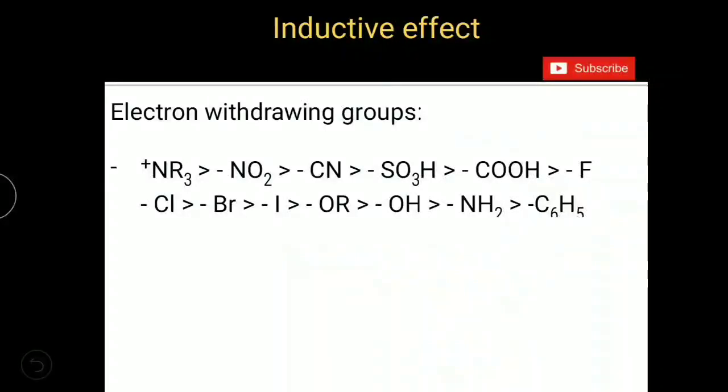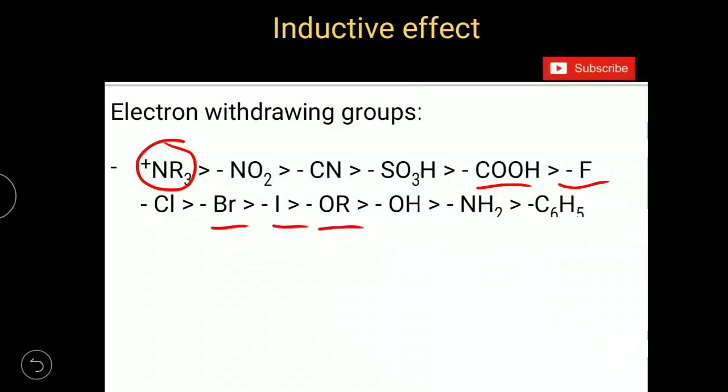Here some of the electron withdrawing groups have been given, in which NR3+, where the nitrogen atom has a positive charge, is the strongest electron withdrawing group. After that, NO2, CN, SO3H sulfonic acid group, next carboxylic acid group COOH, next fluorine, chlorine, bromine, iodine, next alkoxy group, hydroxy group, next amine, after that phenyl group. This is the order of strength of electron withdrawing groups. NR3+ is the strongest electron withdrawing group.